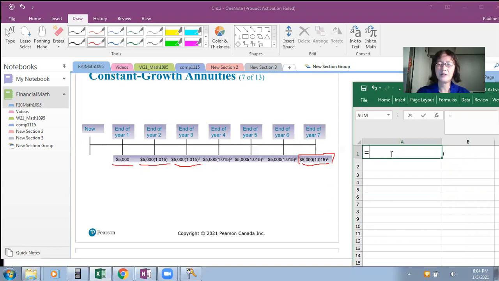So the last deposit is 5,000 times 1.015 raised to power 6. So this is the answer for the first question, the last payment.